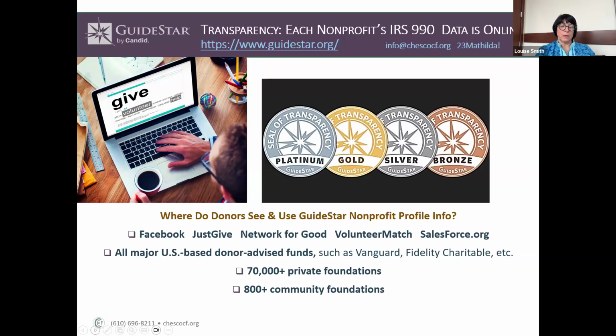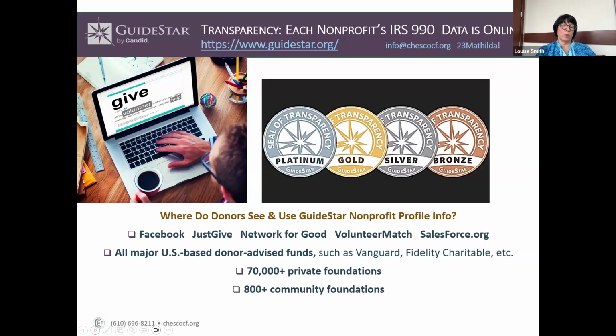And there are a lot of organizations using this information, right? So donors, where do they see this information? Well, donors are seeing information on Facebook, Just Give, Network for Good, Volunteer Match, Salesforce, the major donor advised funds in the US, like Vanguard and Fidelity. They have big charity-based donor advised funds. And there's many private foundations and community foundations. Everybody's using this information.